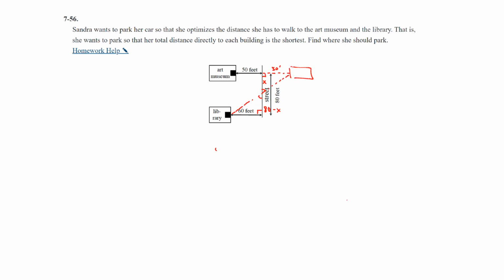So let's set it up. 50 feet over 60 feet should be equal to x over 80 minus x. I'm going to go ahead and divide 50 and 60 by 10, just to simplify that fraction a little bit. And now we can go ahead and solve. This will give us 6x is equal to 5 times 80 minus x.